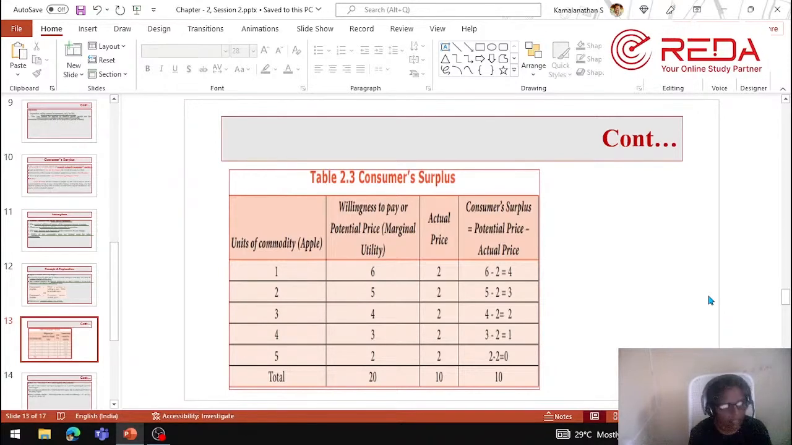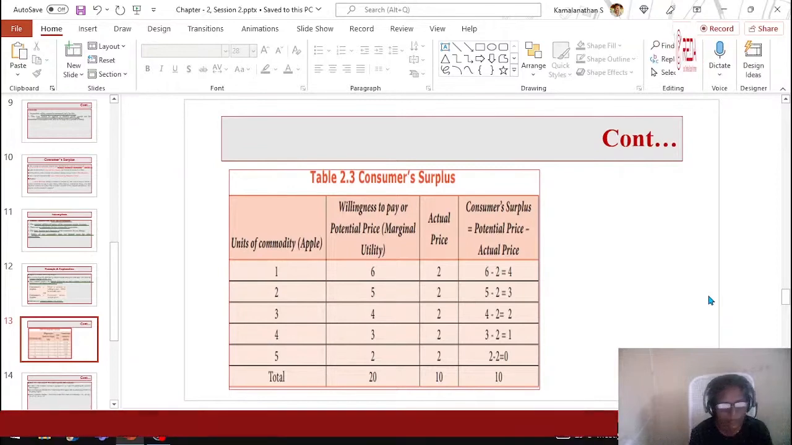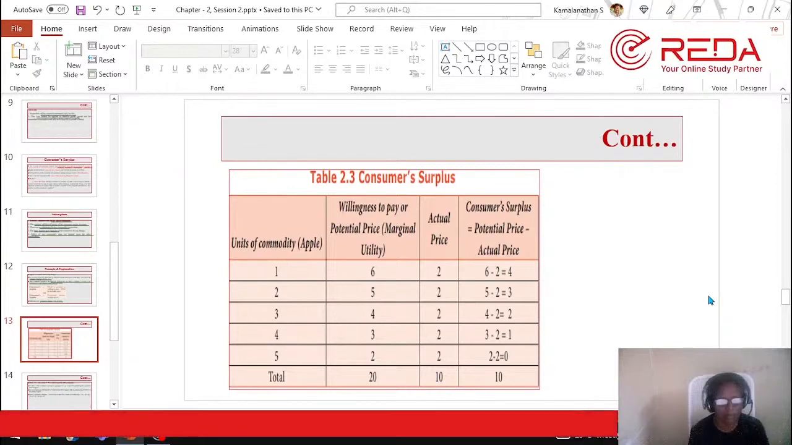See, the first column is the number of units. When you want to buy one unit, what will be your potential price? You have the capacity to pay 6 rupees for buying one commodity, 1 apple. Then what is the actual price? If it is 2, what will be the surplus? 6 minus 2, 4 rupees will be the surplus for the consumer.